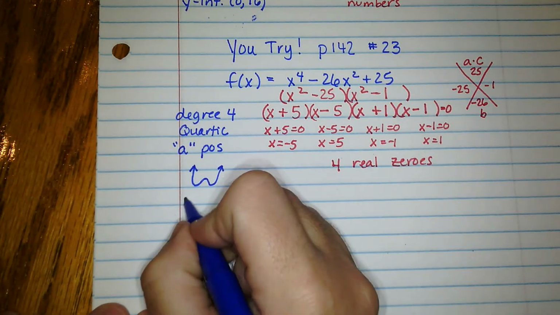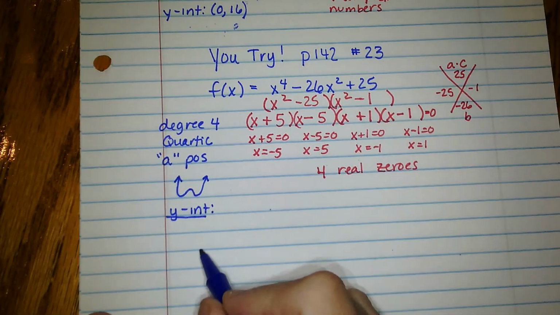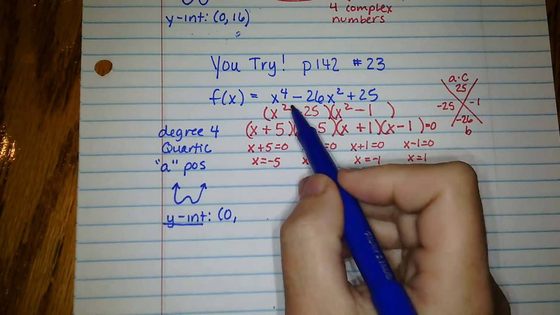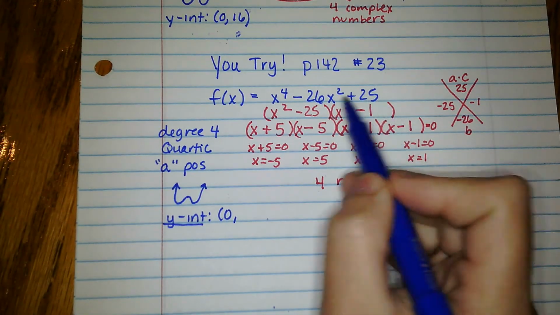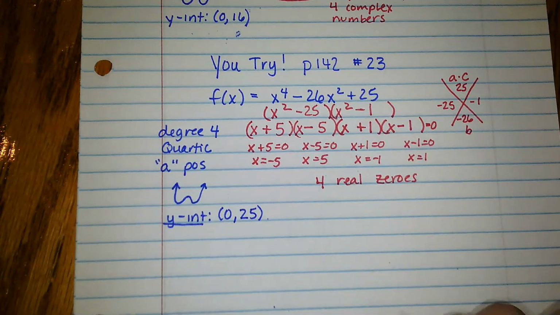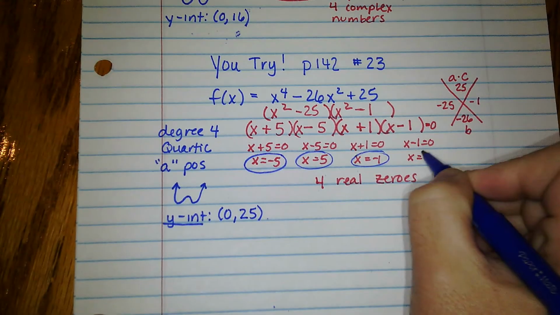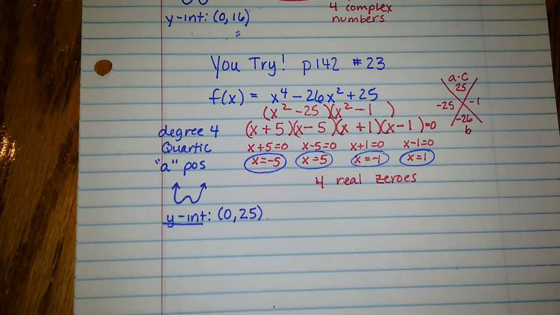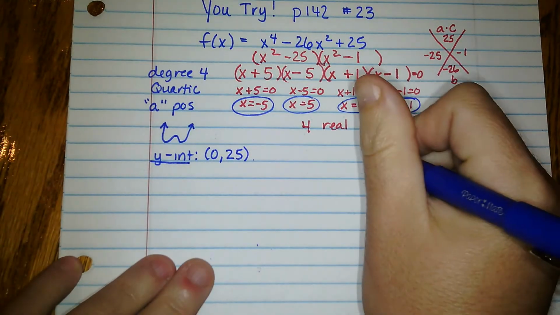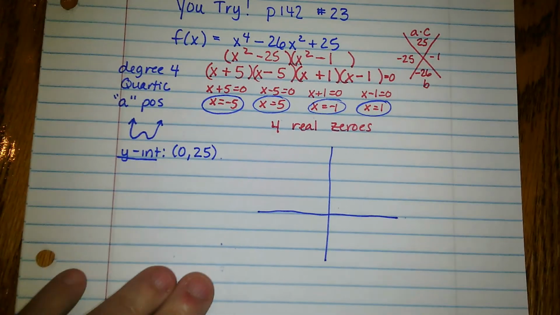The only other thing we need to find is the y-intercept, because we already found the x-intercepts. We already found the zeros. Y-intercept is 0, comma, whatever the constant is. And at the very end, our constant is 25. Or you can plug 0 in, and you'll still get 25. And then I've got 1, 2, 3, 4 spots on my graph where this thing's going to cross. So now it's time for us to sketch. It's not beautiful, but it's okay.